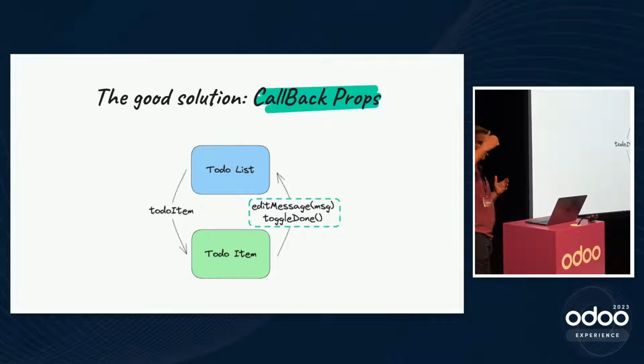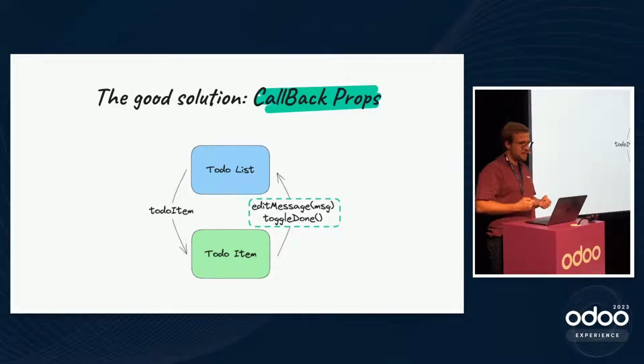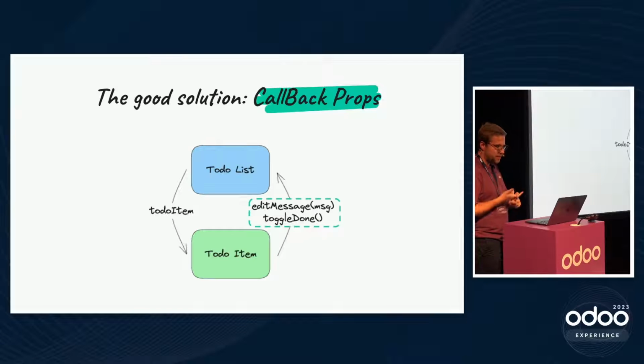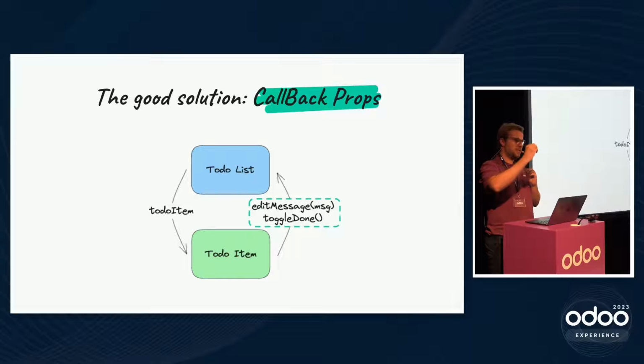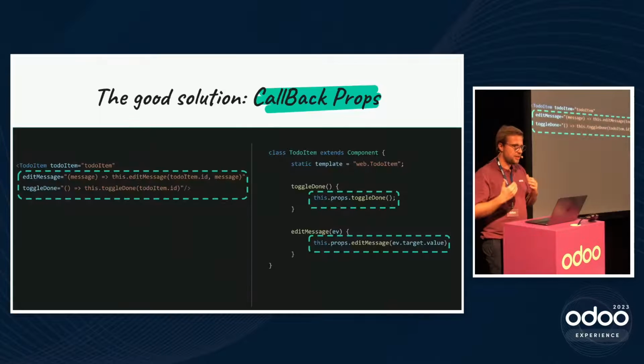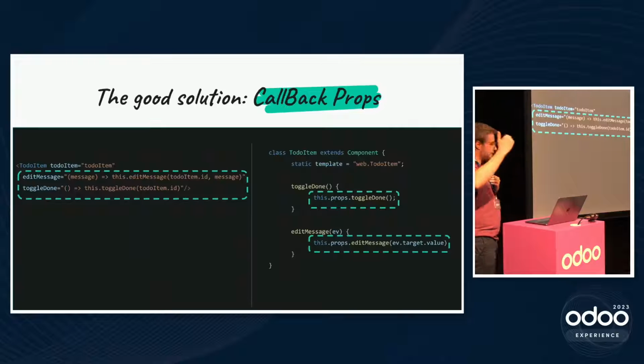Basically, in the first example, I just pass a ToDoItem, so it's just an object. And in this case, I will pass two other things. It's two functions, in my case, edit message and toggle done. So basically, the ToDoItem component can directly call these functions, and the function will directly edit the state of the to-do list.